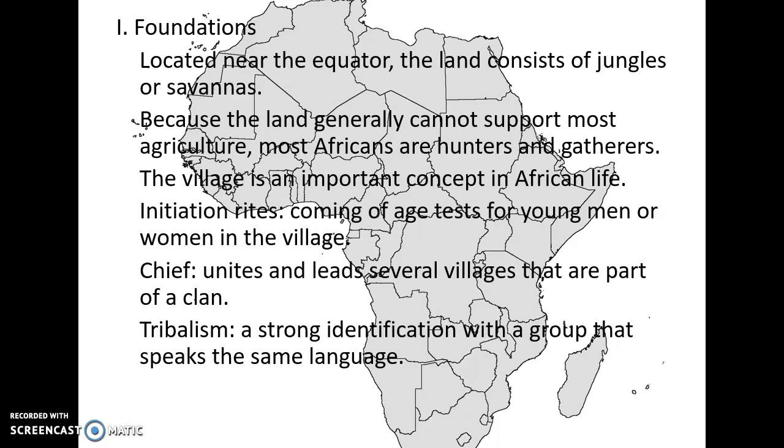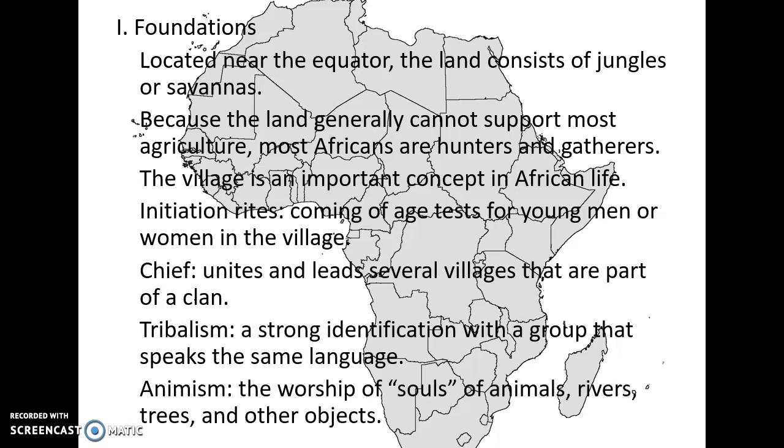Yet the village is important in understanding Africa, just as the extended family is important in understanding the Orient. In contrast to those two societies, Americans tend to place the greatest emphasis on the individual. That's definitely true.